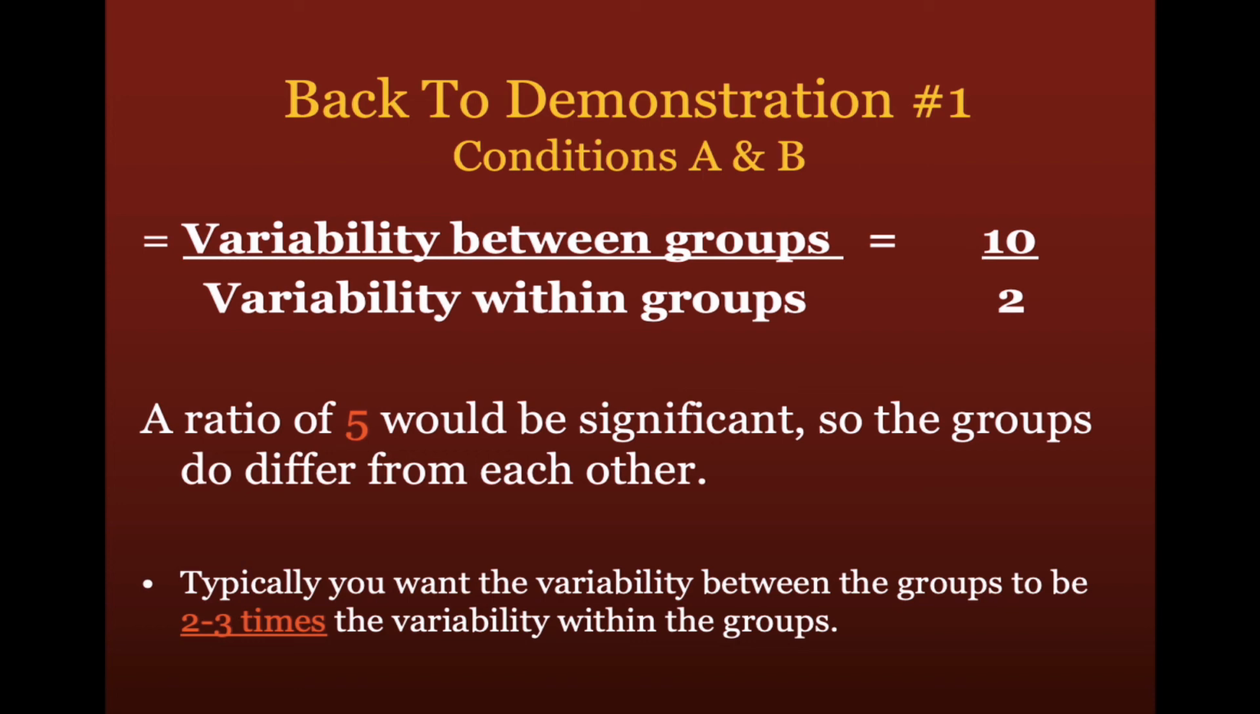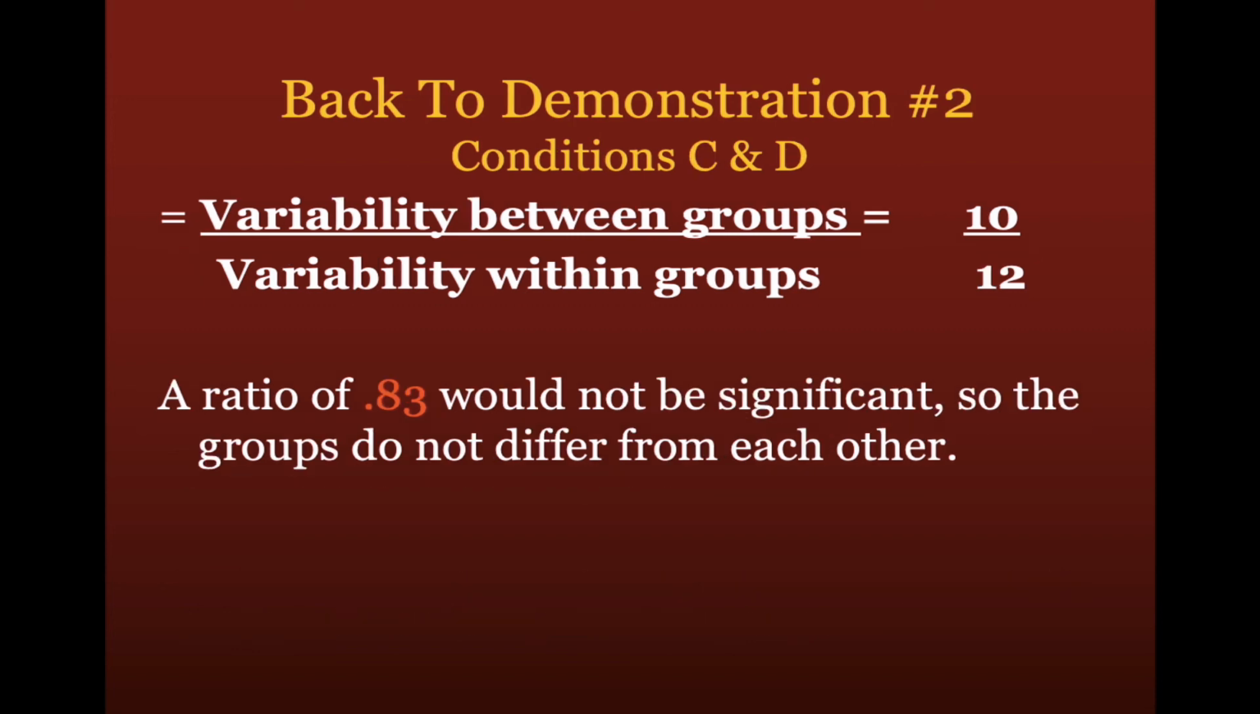And with a sample size of about 60, anything that's about 2 or 3 times the between group variance versus within group variance is going to be statistically significant. So whenever you get that ratio to be around 3, you're going to have a statistically significant result if you have about 60 or more people.